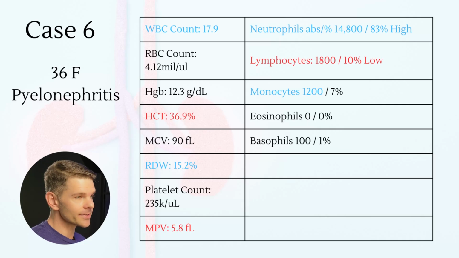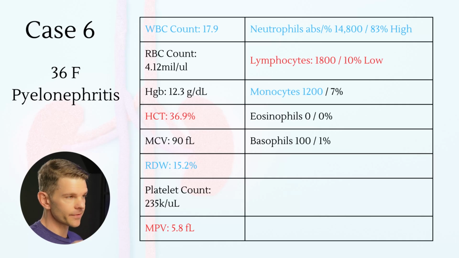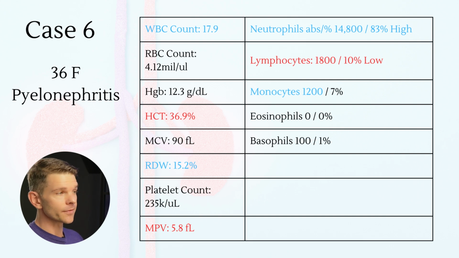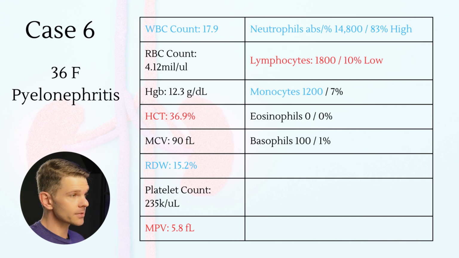Case number 6 is a 36-year-old lady with severe right flank pain, fevers, and burning with urination. So what do you see here? Her white blood cell count is very high at 17.9, and she has a neutrophilic predominance. It's mostly neutrophils. This is the classic finding in bacterial infections. She has pyelonephritis, which is a kidney infection. And in addition to the classic elevated white blood cell count with a predominance of neutrophils, she also has low lymphocytes and other subtle findings that I want to discuss.